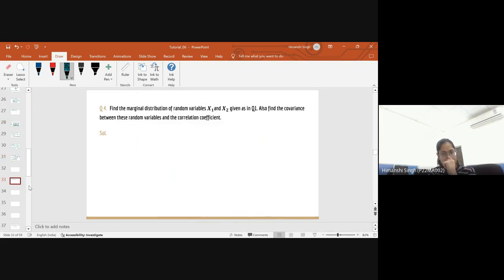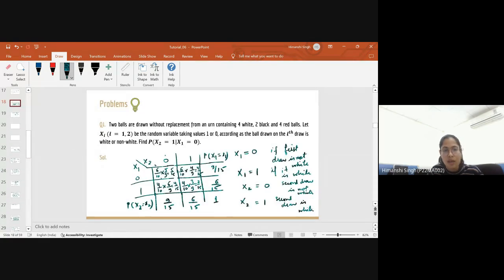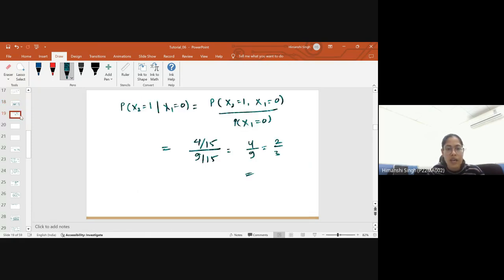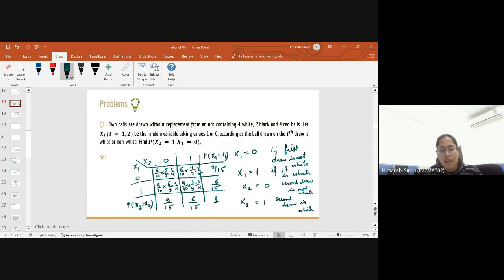Now we'll move forward to the next question. It says: find the marginal distribution of the random variables X1, X2 given as in question 1, and also find the covariance between these random variables and the correlation coefficient. So basically we need to find the marginal distribution for question number 1. For question number 1 we already have this table. No, we have not found the marginal yet, so we'll find it.